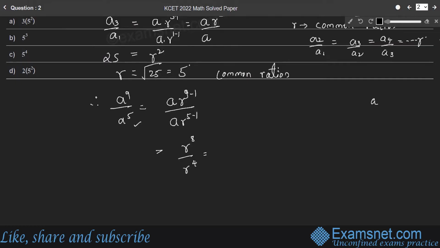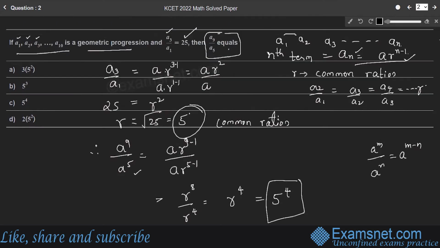So apply the rule of a raised to m by a raised to n, which is a raised to m minus n, right? Therefore, it becomes r raised to 8 minus 4, which is r raised to 4, where r is 5. So that is equal to 5 raised to 4, which is the final answer. Therefore, the value of a9 by a5 is 5 raised to 4. Option C is the right answer.